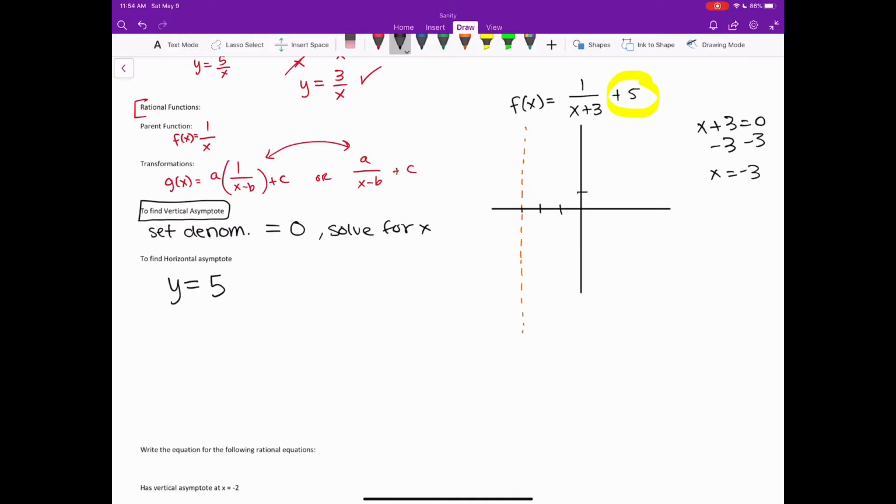And I could draw a second asymptote, a horizontal one. So I could go up 5, 1, 2, 3, 4, 5, and say that I have a horizontal asymptote there. And then I could sketch my function. I'll do the function in green. And the parent function, right, the parent function looked like this, where we had vertical and horizontal asymptotes at x equals 0 and y equals 0. Here, the thing just shifted, so it all looks very similar. It just shifted up, all right?